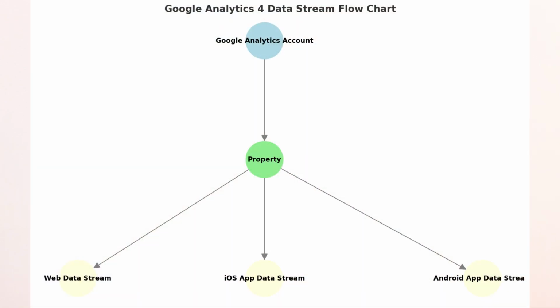You will have one analytics account, then you will create one property. Then for your website, you will create one data stream. For your app, if it's on Android, you will create another data stream for your Android app, and then another data stream for your iOS devices as well. So you will create one property and three data streams.